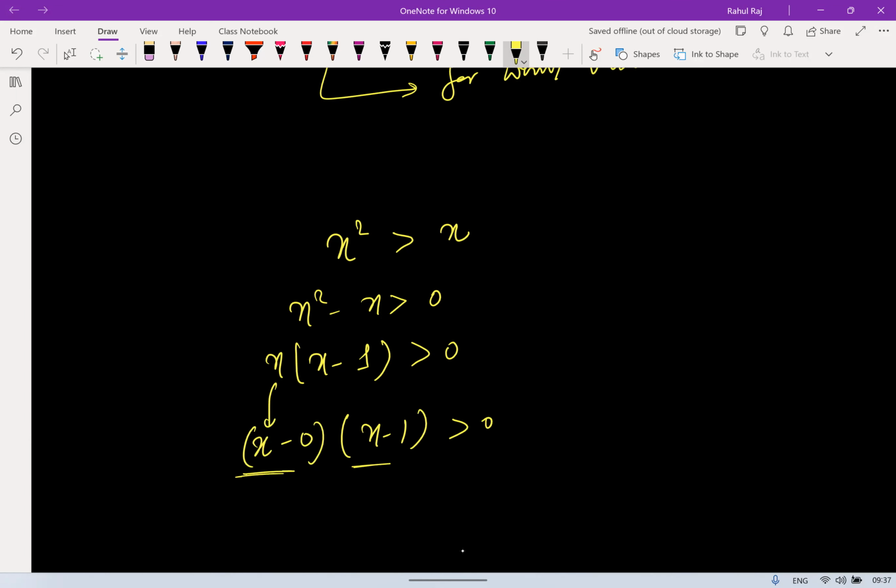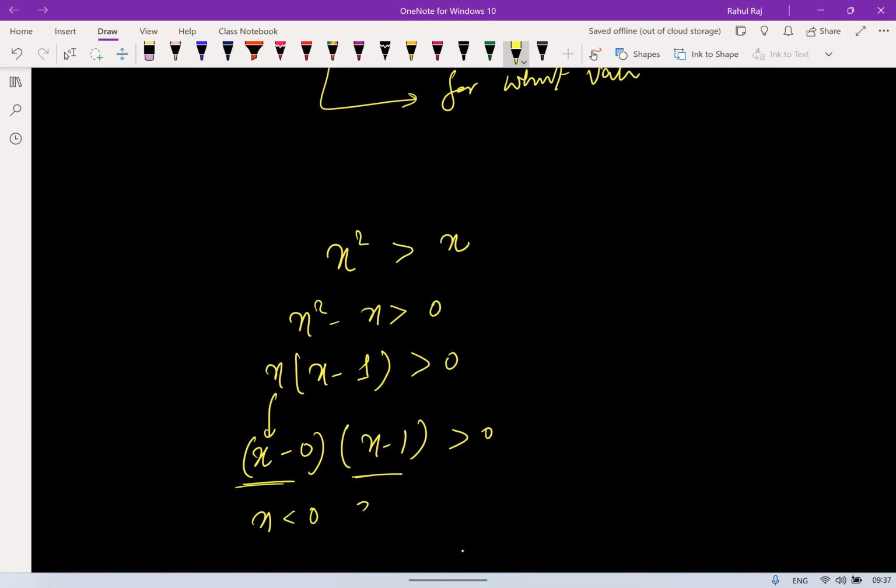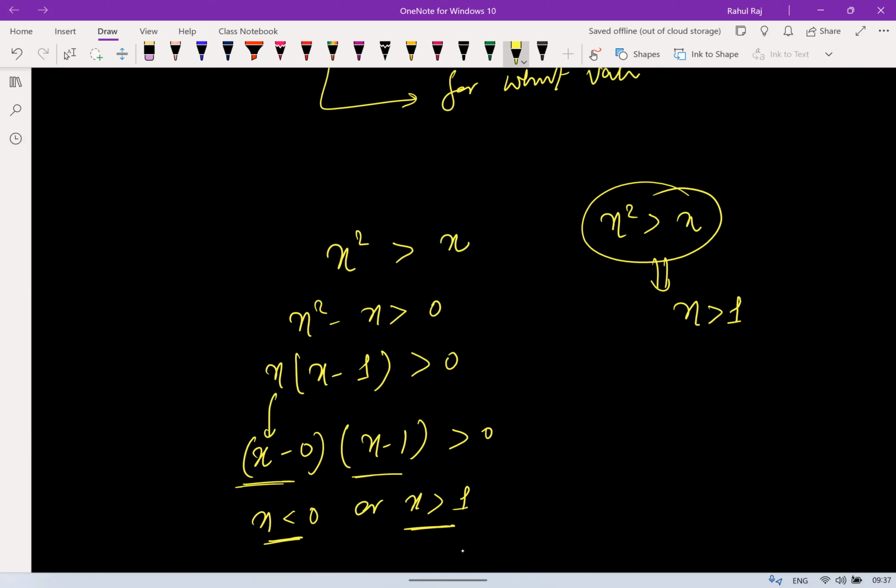Now, don't you think you will be able to solve this equation as to what we have done? Can I straight away write x is less than 0 or x is greater than 1? Yeah, 100% right. So please understand, x square greater than x simply means this situation is possible for all the values of x greater than 1. You put x is equal to 2, 2 square is greater than 2. You put x is equal to 3, 3 square is greater than 3, 4 square is greater than 4. So for every value of x greater than 1, x square greater than x will 100% suffice.